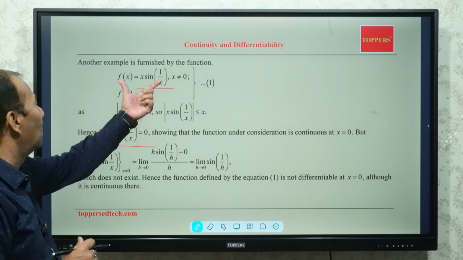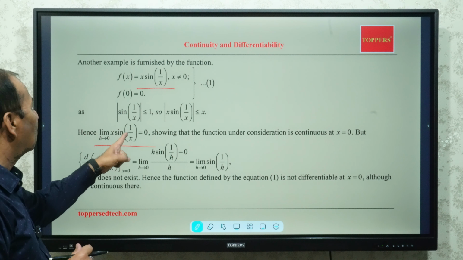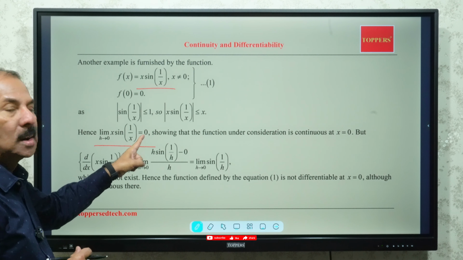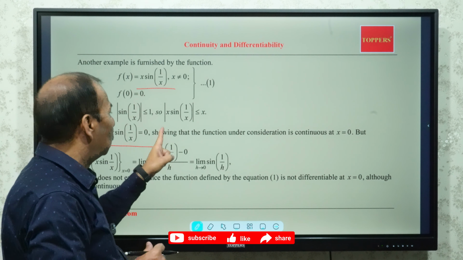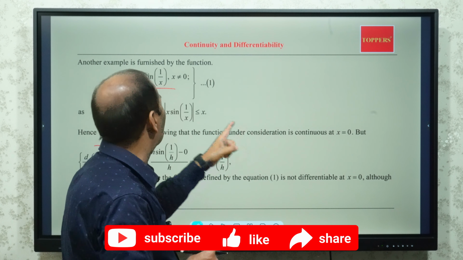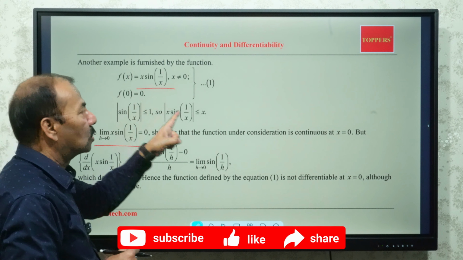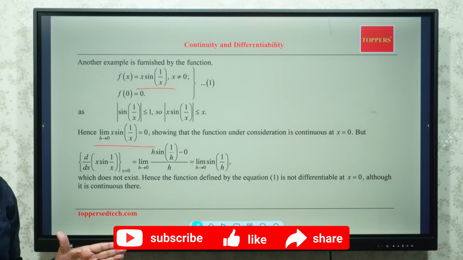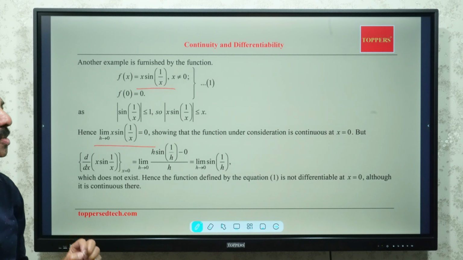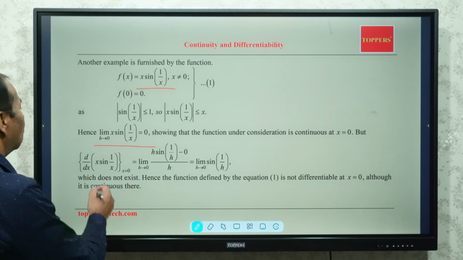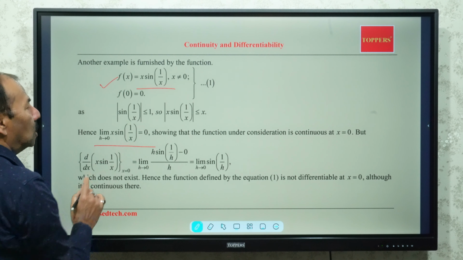So let us calculate the limiting value of this. Limit of x sine 1 upon x when x tends to 0, that will be equal to what? 0. So this shows that the function is continuous because the value of the function at x equal to 0 is also 0. So left hand limit, right hand limit are the same. It exists, it is the same, and that is equal to the value of the function at that particular point. So this justifies that the function is a continuous function.